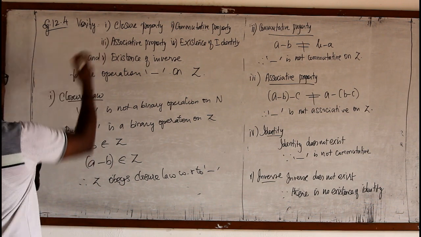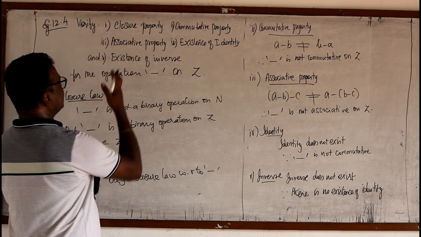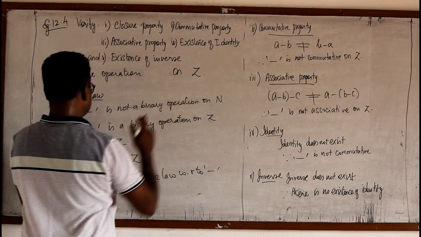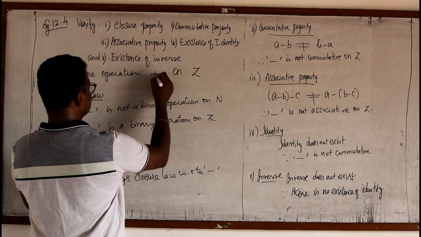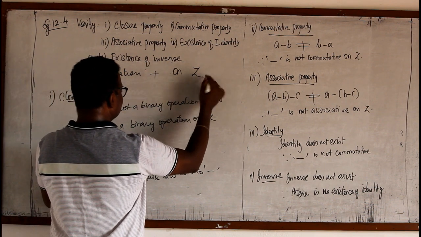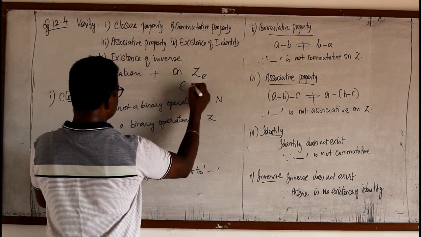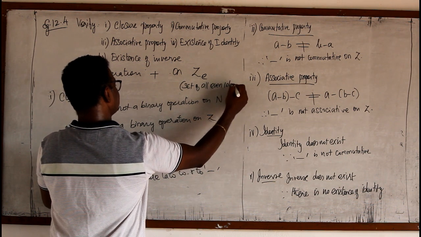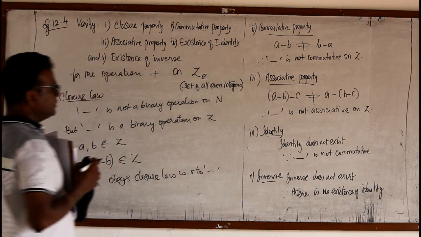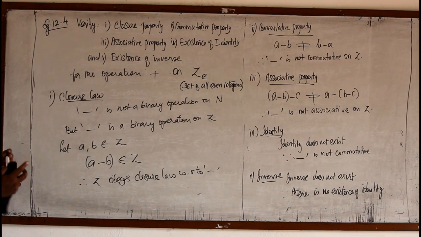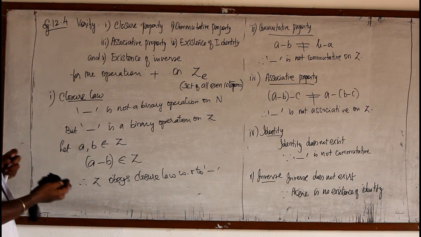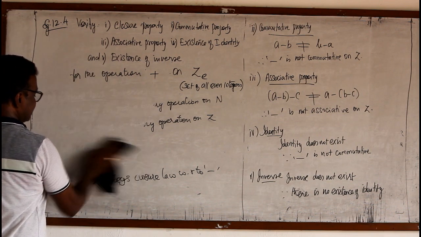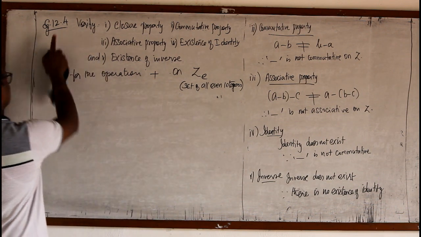The same question. Verify closure property, commutative property, associative property, existence of identity and existence of inverse for the operation, same operation plus on ZE, the set of all even integers. I am going to take integers only with the even numbers, and we are going to check whether addition is a binary operation and whether it is obeying all these properties or not. That is our example 12.4.